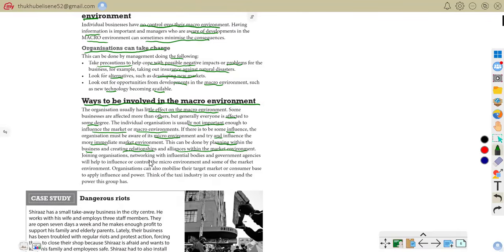That is that. So joining organizations, networking with influential bodies and government agencies will help to influence or control the micro environment and some of the market environment. Organizations can also mobilize the target market consumer base to apply influence and power. Think of the taxi industry in our country and the power this group has.